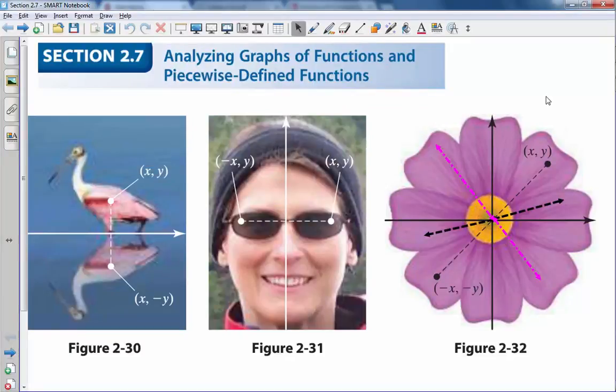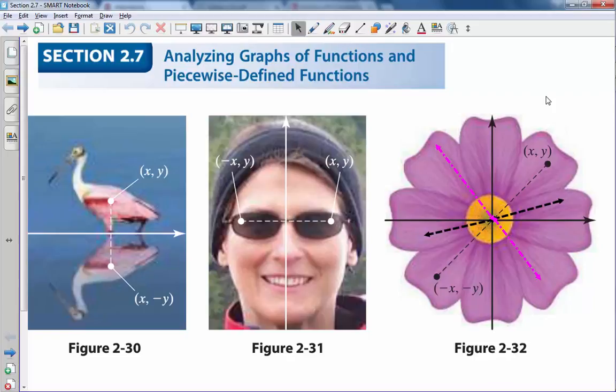What's new in this section? We are still considering functions, dealing with functions. However, this time on this section we'll focus on their graphs, what kind of properties their graph shows. The first thing we're going to take a look at is symmetries.